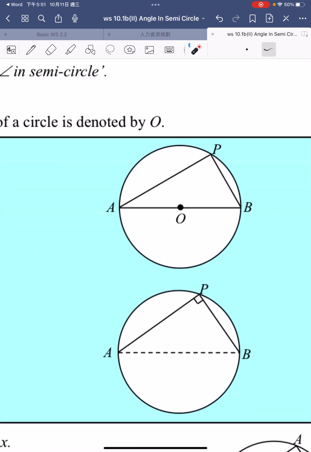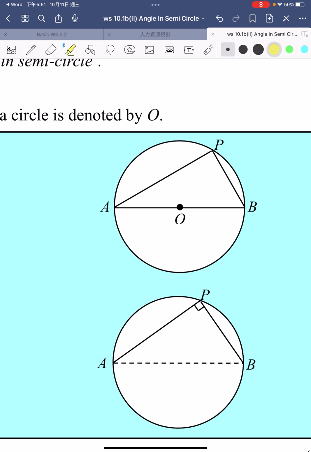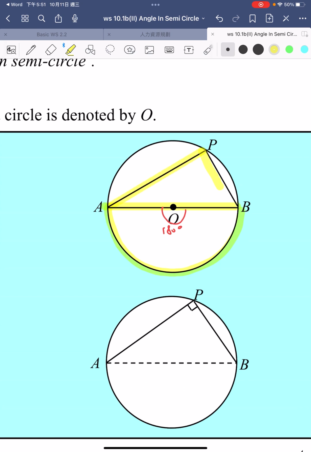If you look at this circle, first of all we have a diameter AB, isn't it? AB is a straight line, which means that the angle AOB is actually 180 degrees. If you look carefully, the angle AOB is watching the whole arc AB. The angle APB is watching the arc AB as well. So the angle AOB is the angle at the center, and the angle APB is the angle at the circumference.